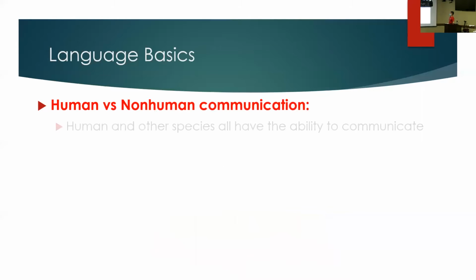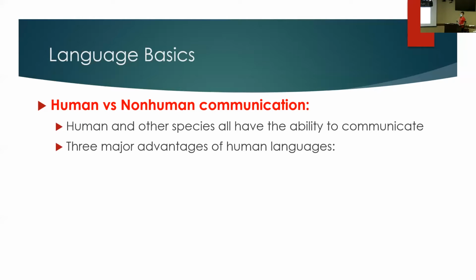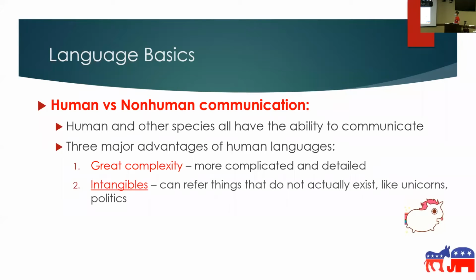So, human versus non-human communication. Humans and other species all have the ability to communicate. It doesn't matter if they can speak or not, they can communicate. Like insects, they can communicate with each other. But there are 3 major advantages of human languages. You don't need to remember this for the exam. First, we have greater complexity. Our language system is more complicated and detailed. And our communication is intangible. It means that it can refer to things that do not actually exist, such as unicorns, politics, so abstract ideas.